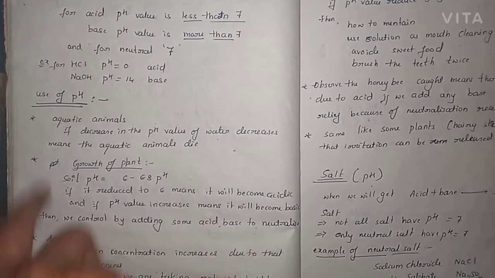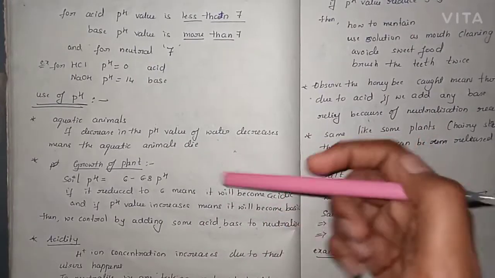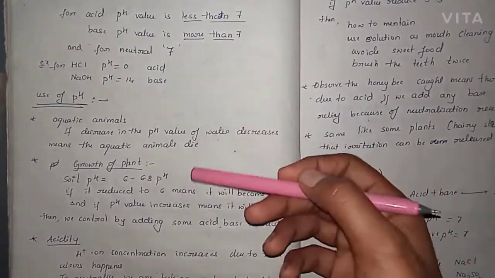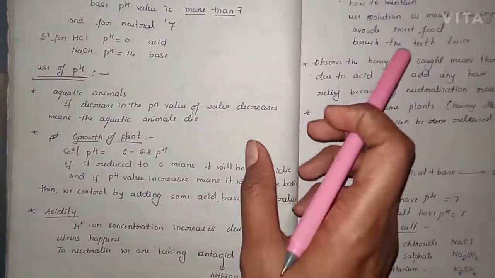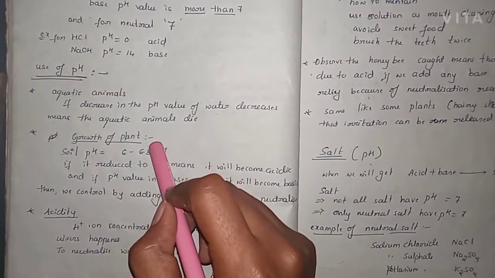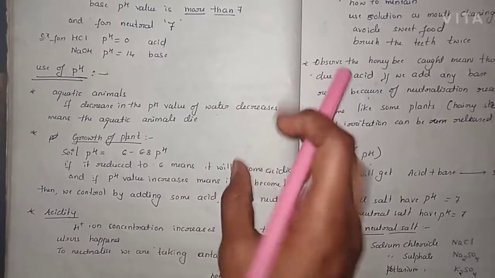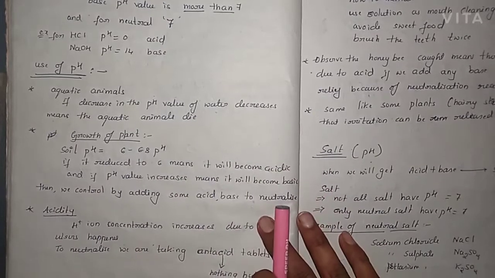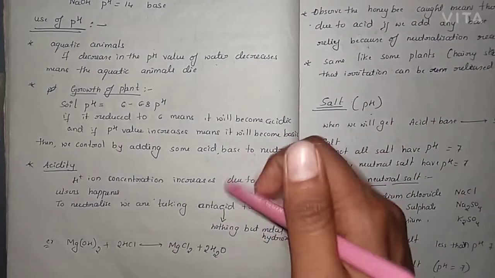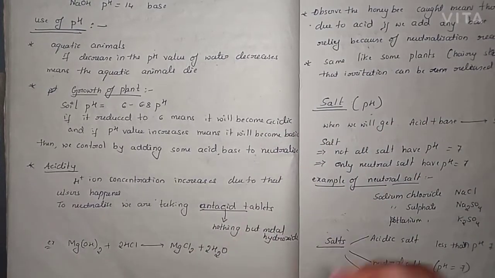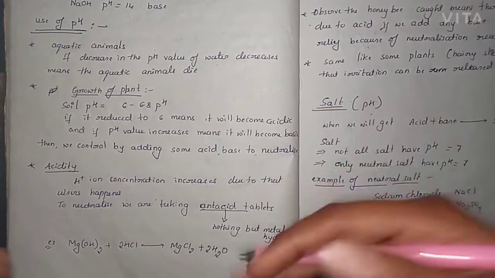Now the use of pH value, where more importance is given. We can observe it in aquatic animals and the growth of plants. I explained that if the soil has a pH value of 6 to 6.8 and it is acidic, and we want it up to 6.8, we will add some base to neutralize it to the particular pH we want. And about acidity, as I explained, we take antacid tablets containing magnesium, which help us to neutralize the reaction.